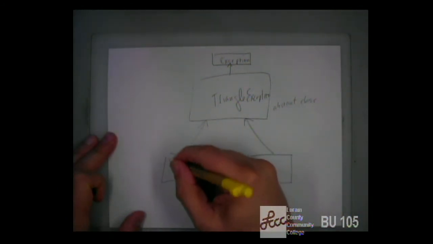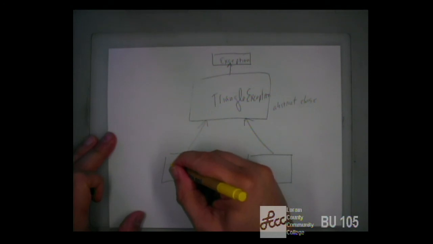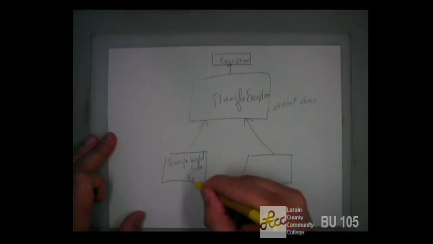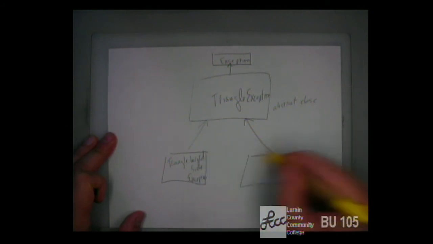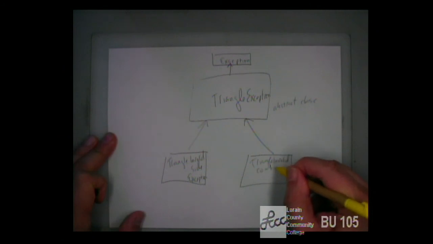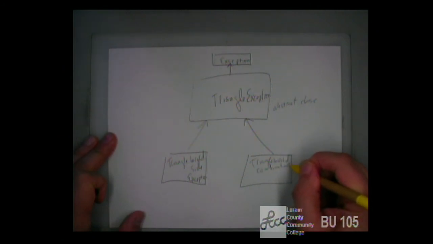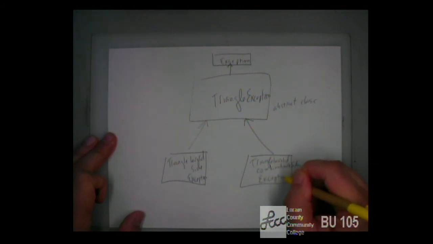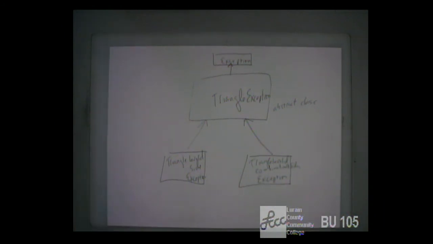I'm then going to make a triangle invalid side exception and a triangle invalid combination of sides exception. And that's what my inheritance structure is going to be.